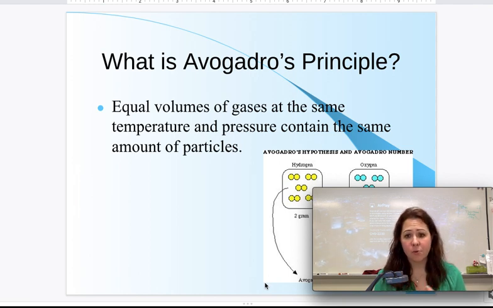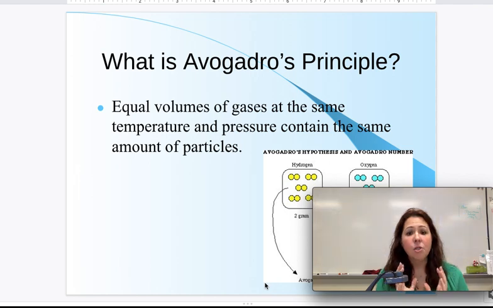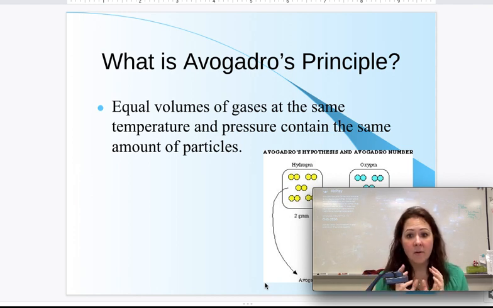In Avogadro's principle, he actually discovered this theory by looking at gases first. He realized if you have 1 mole of a gas, 6.02 times 10 to the 23rd particles, they always take up the same amount of space. No matter what, as long as you are at the same temperature and the same pressure, typically STP, standard temperature and pressure, your gases are going to contain equal amounts of particles. So equal volumes, same amount of particles.